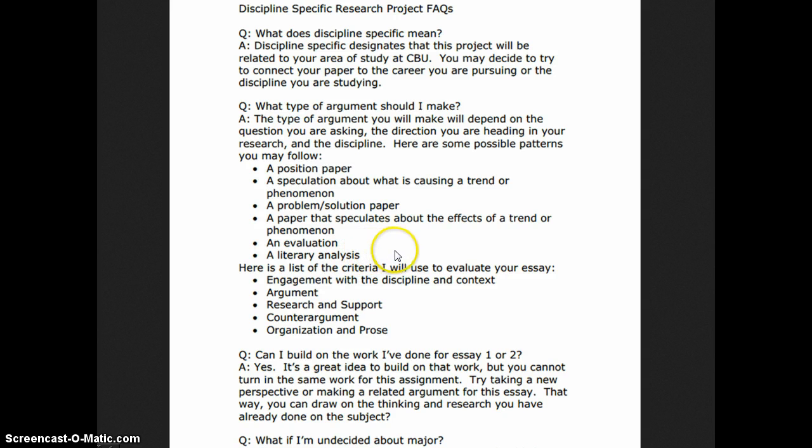Okay, so you're going to decide what you want to do related to your discipline and how you want to write about it. That's how you need to determine how you want to direct your 10-page essay.